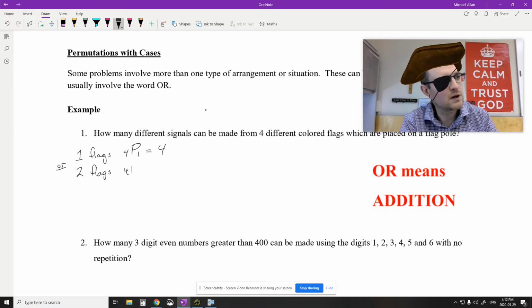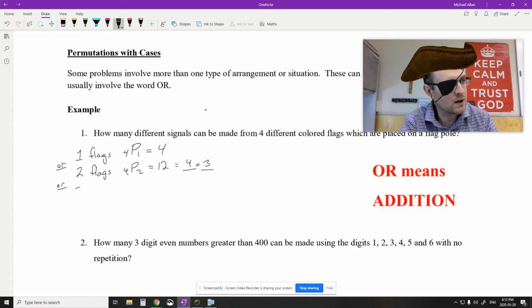Or I can have 2 flags up there, where I can have 4P2, which will end up being 12. If we do the fundamental counting principle, it'll be 4 times 3. If you do the formula, it will end up being 12. Or I could do 3 flags.